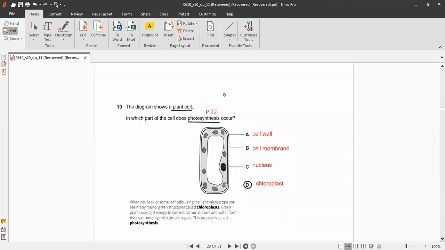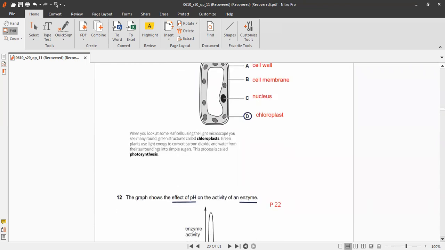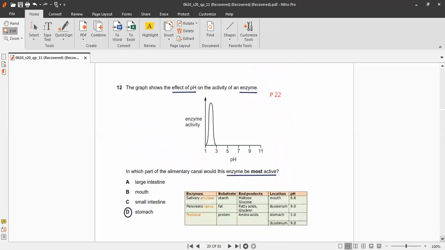The diagram shows a plant cell. In which part of the cell does photosynthesis occur? Yes, chloroplast. So the correct answer is D. The green structures are called chloroplasts. The green plants use light energy to convert carbon dioxide and water from their surroundings into simple sugars. This process is called photosynthesis.